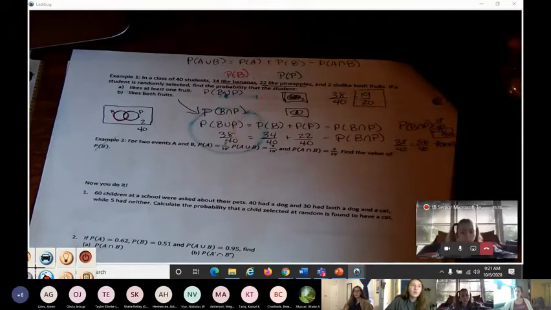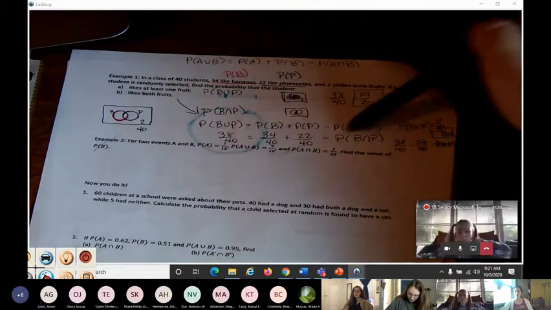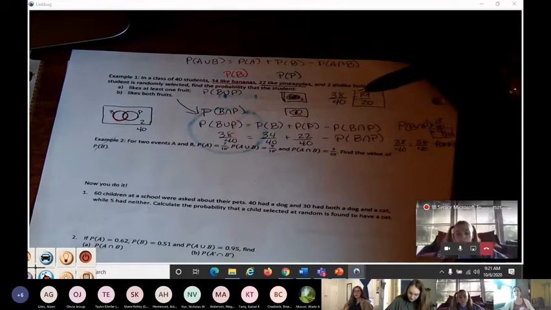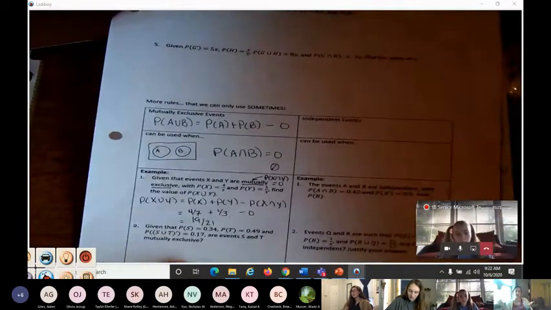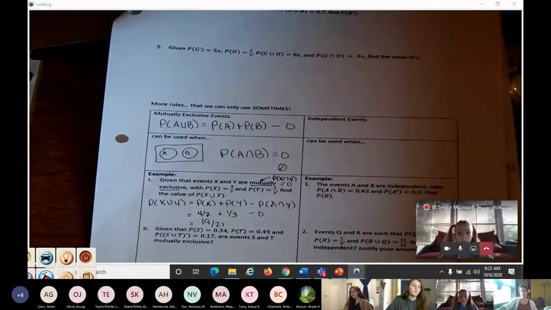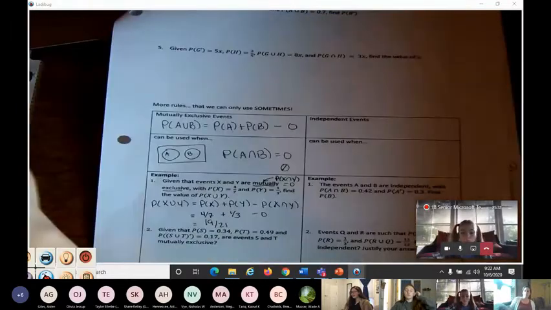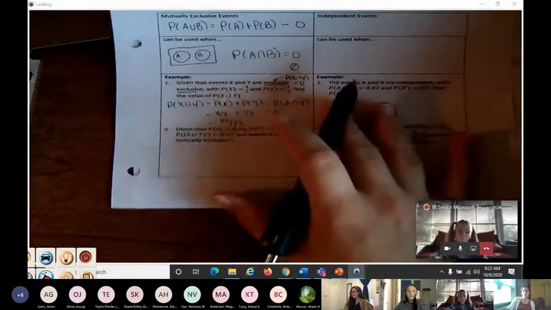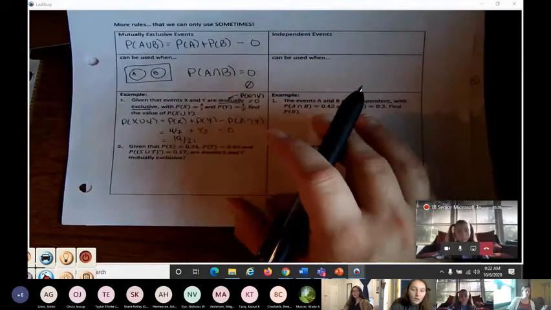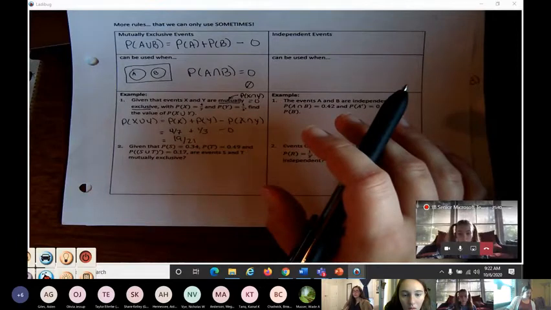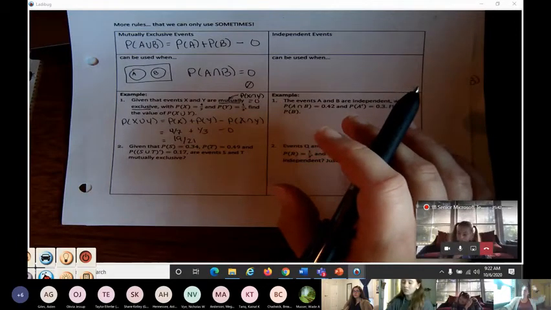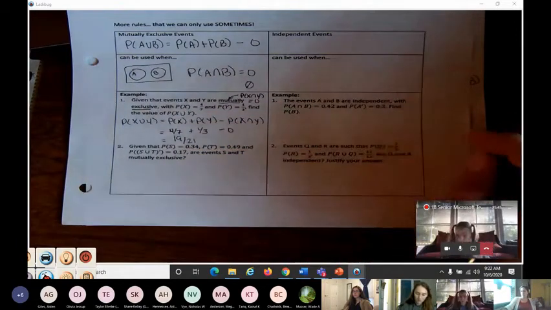So if you know 3 of these 4 values, then you could find the intersection if it wasn't given, but you would have to already know the union. They're just saying in this case, the intersection is always 0. So there's no reason you would have to find it. You could just make the claim that it was 0 if you knew they were mutually exclusive. So this one kind of addresses your question, Izzy.